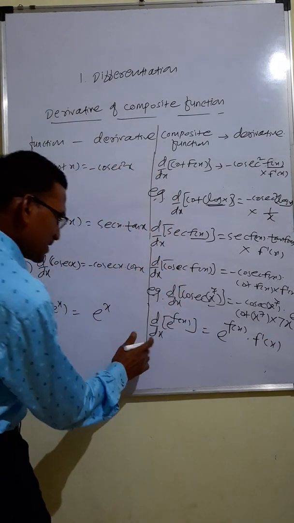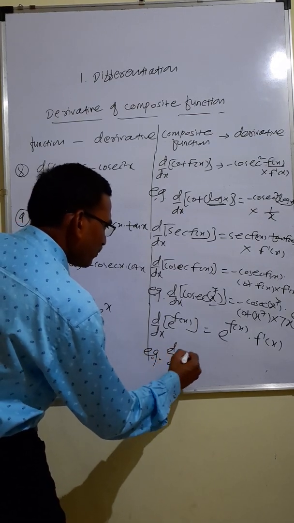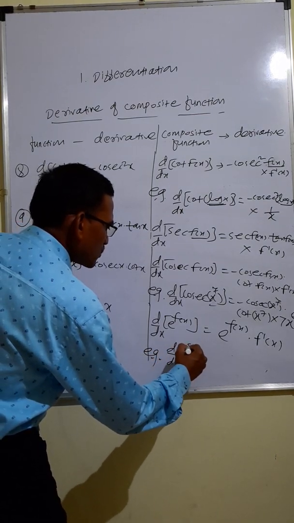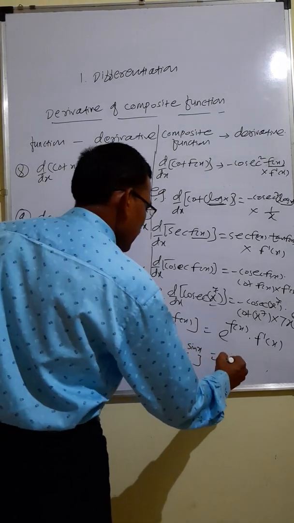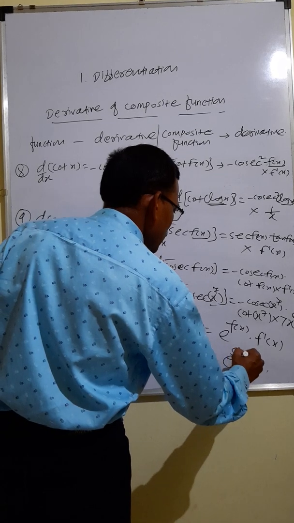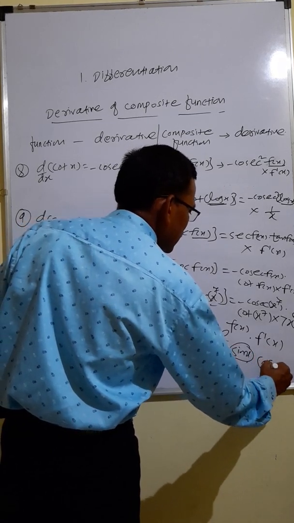So take an example: the derivative of e raised to sin x is equal to e raised to sin x into the derivative of sin x, which is cos x.